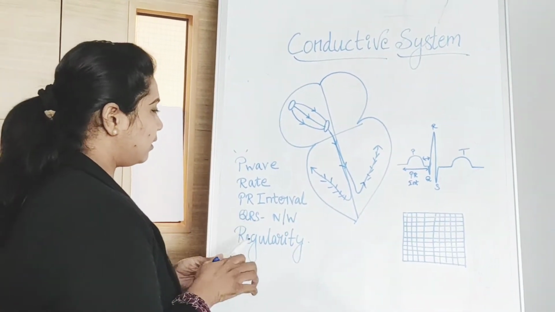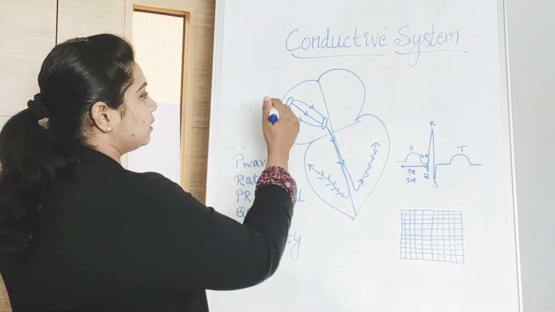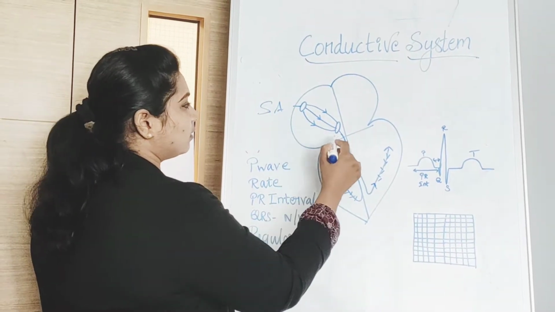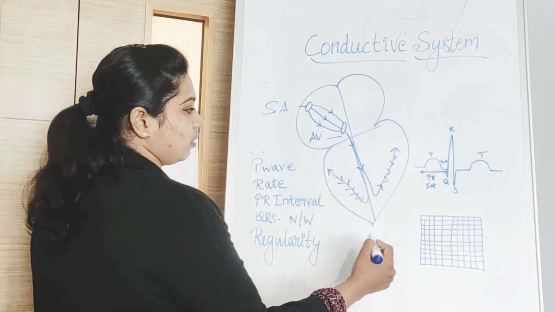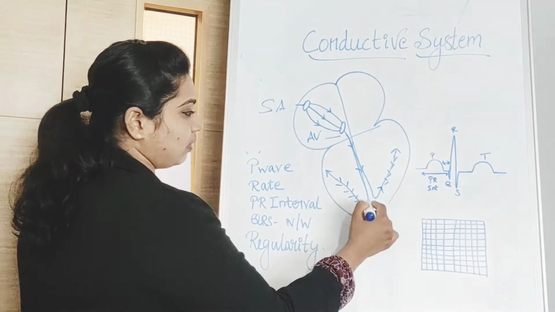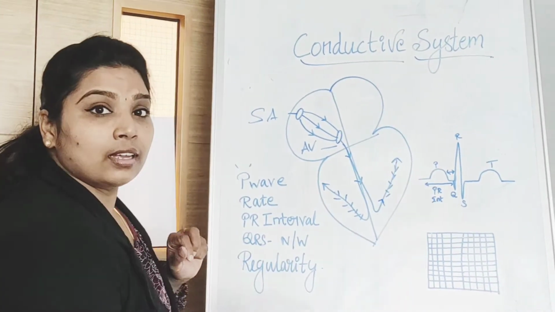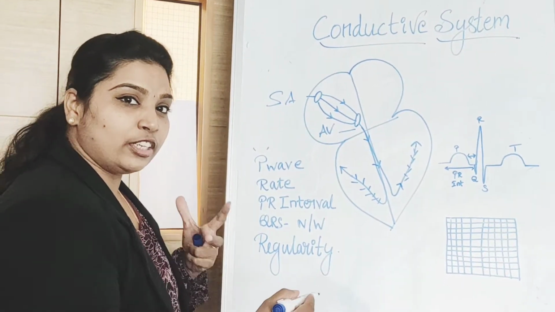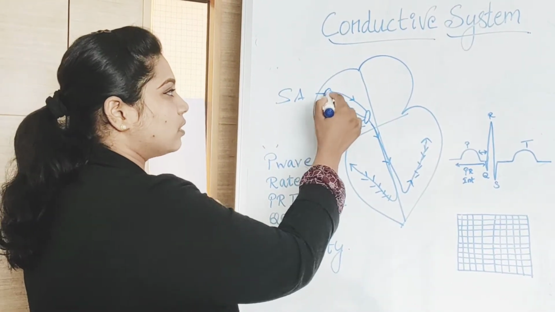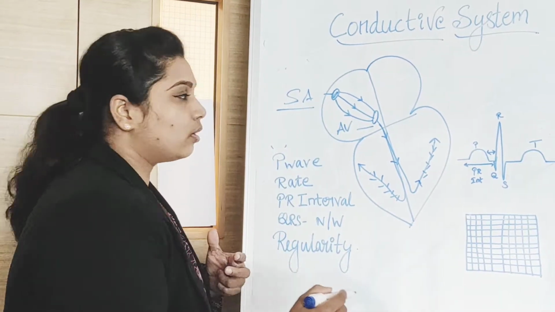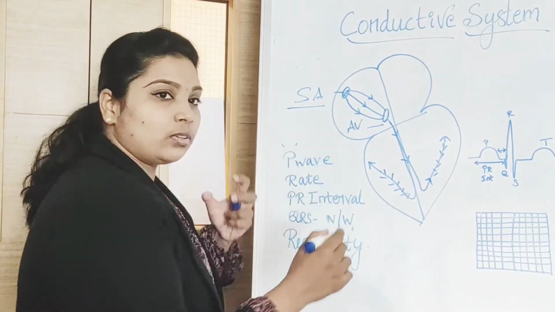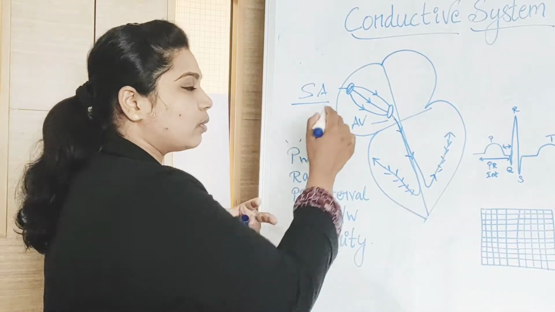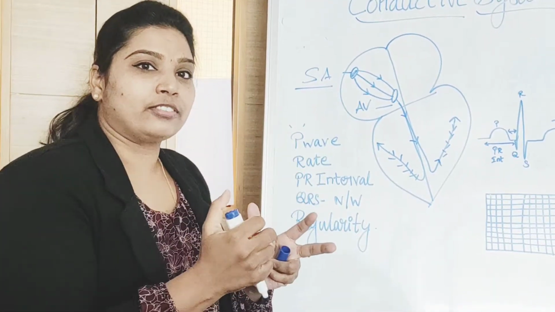So here we can see there is a heart. This is the SA node, this is the AV node, and this is the bundle of His and Purkinje fibers. The electricity, or the conduction, is always initiated from the SA node, which is called the sinoatrial node. From the sinoatrial node, the rhythm is generated so that the atrium is contracted first.